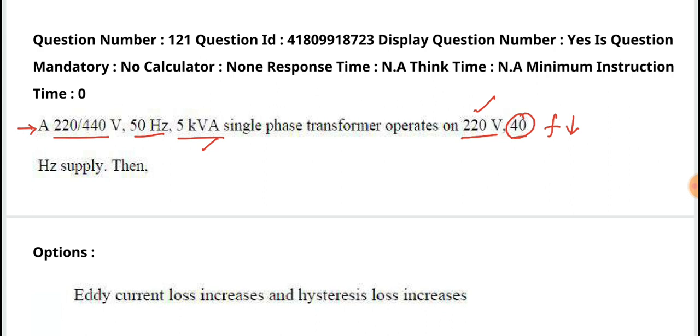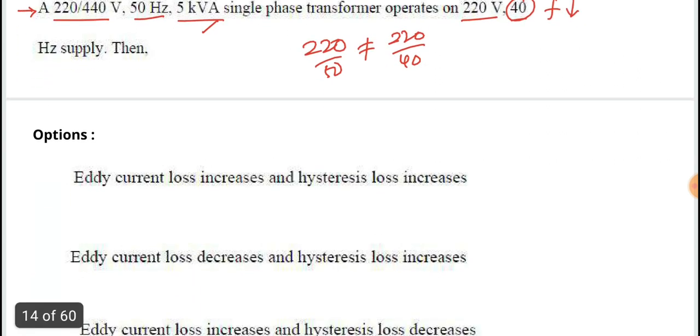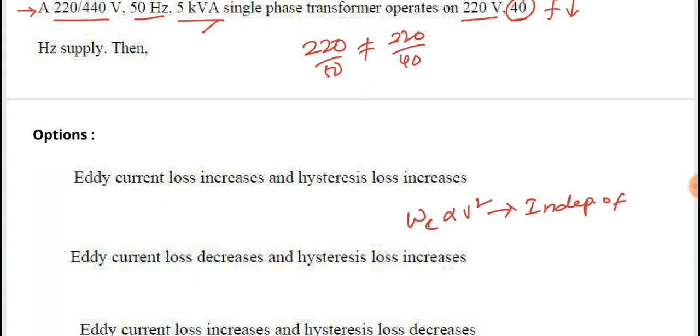Here V by F ratio is a constant. Is it yes? No. Why? Because V by F ratio is 220 divided by 50, which is not equal to 220 by 40. So that V by F ratio is not a constant here. So when the V by F ratio is not a constant, what about the eddy current losses? Eddy current losses is proportional to voltage square. That means they are independent of frequency.